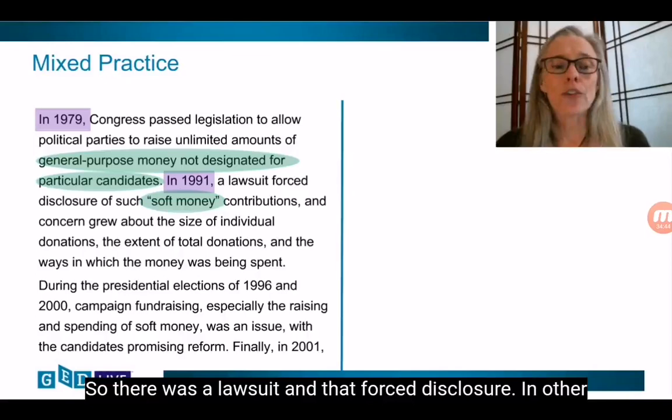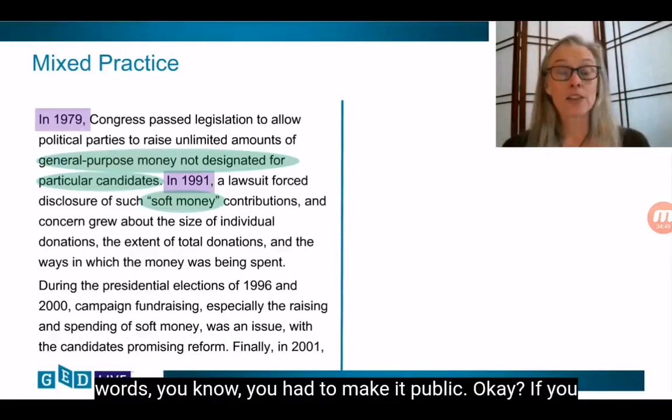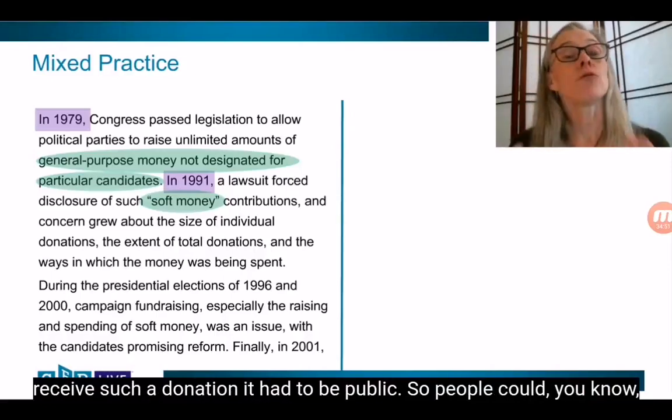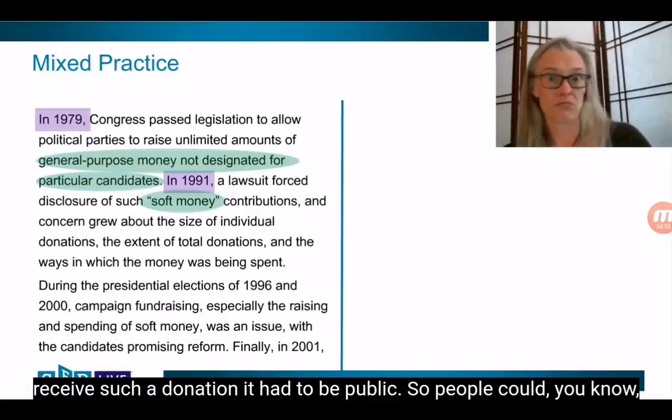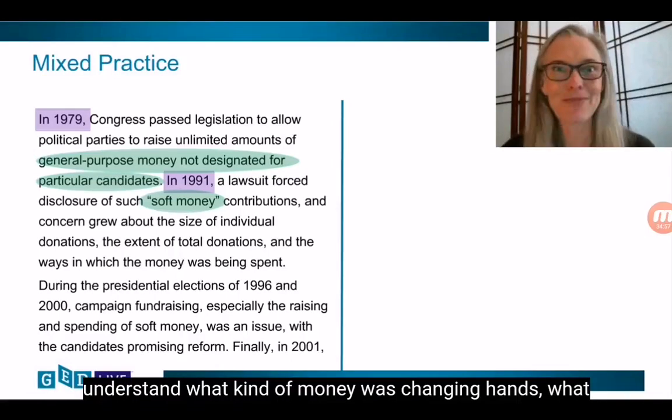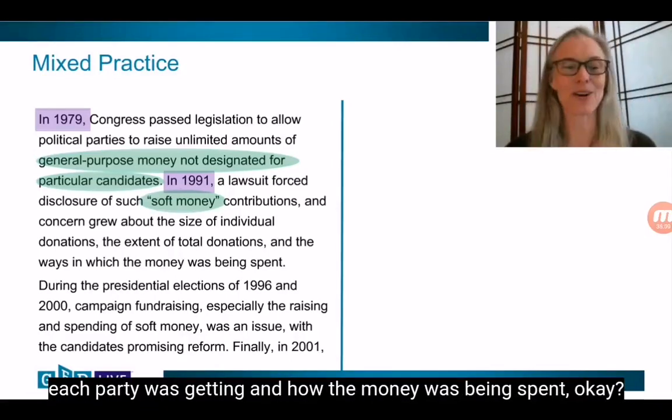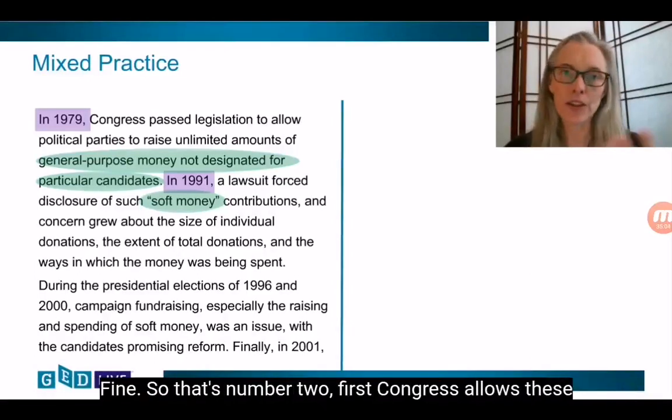So there was a lawsuit, and that forced disclosure. In other words, you had to make it public. Right? If you received such a donation, it had to be public so people could understand what kind of money was changing hands, what each party was getting, and how the money was being spent. Okay, fine. So that's number 2.